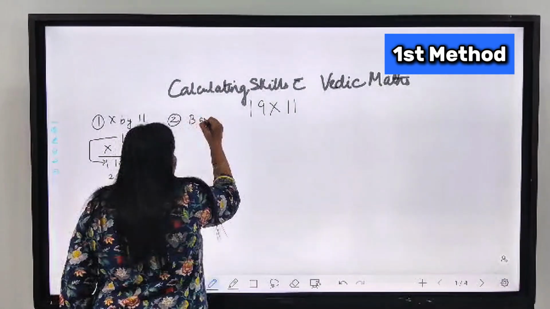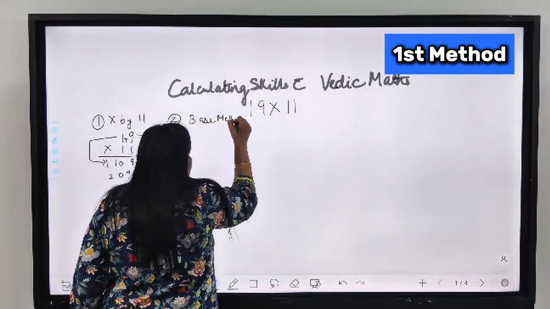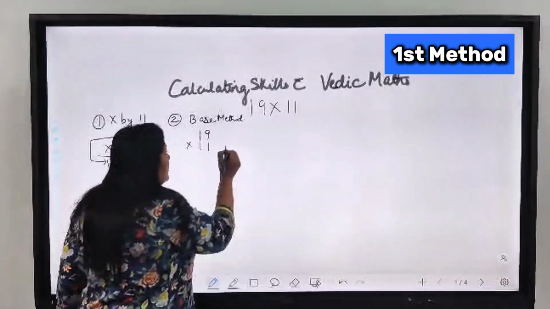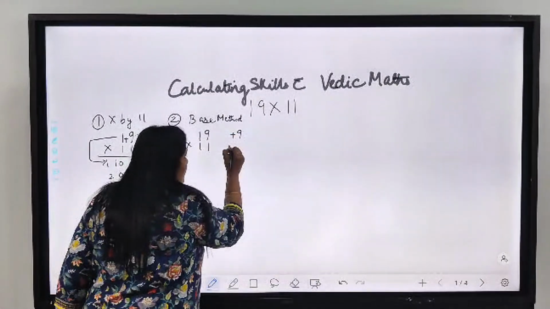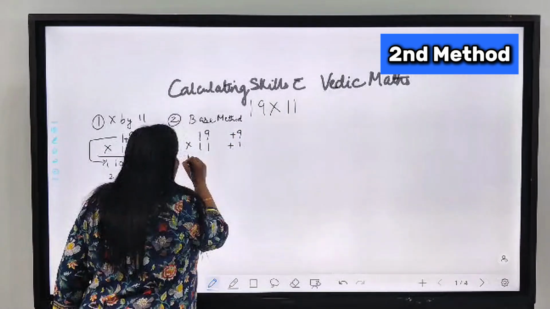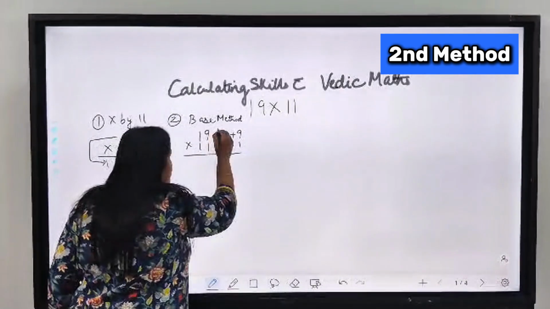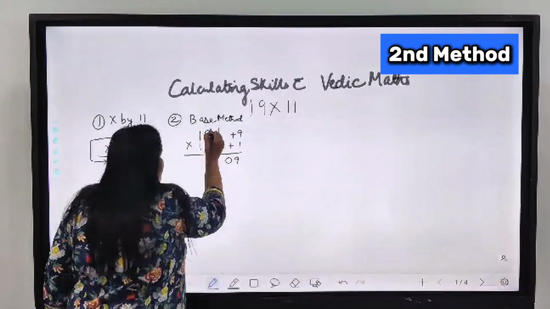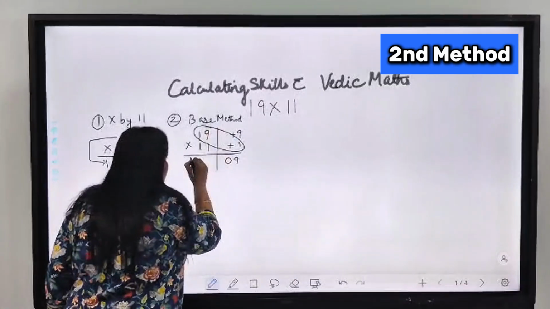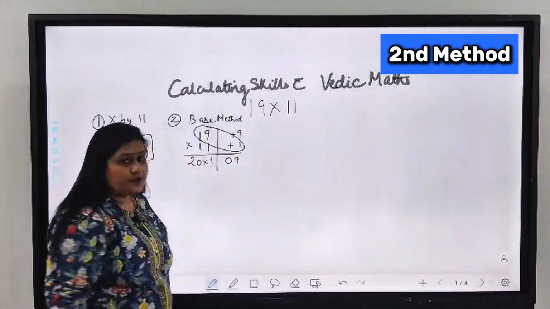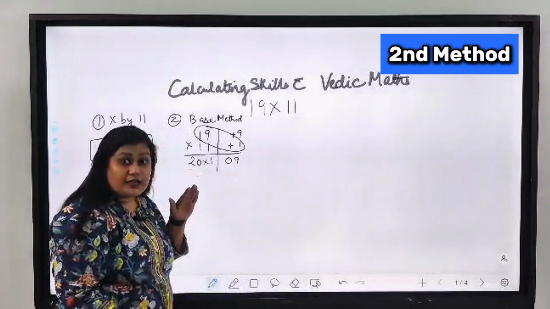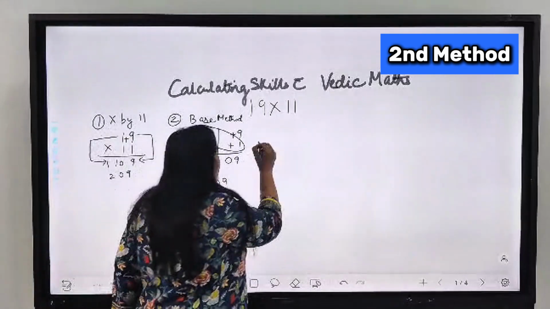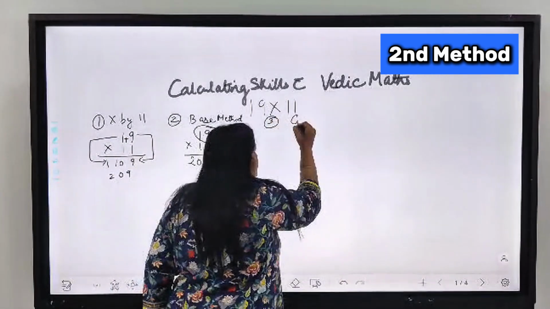Second, base method. Multiplication using base method. Here, for both the numbers, my base is 10. My deviation from the base for 19 is 9 and for 11 is 1. When I solve this particular sum, I take the product of the deviation, use the butterfly addition to solve this, multiply it with the first digit of the base, and further I balance it out. My answer is 209.